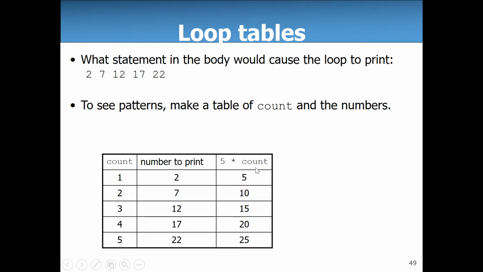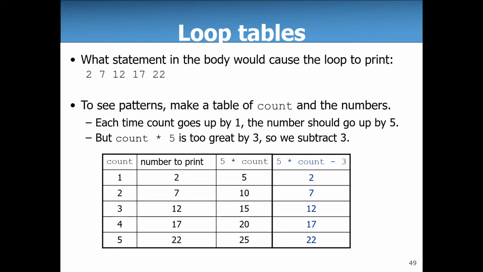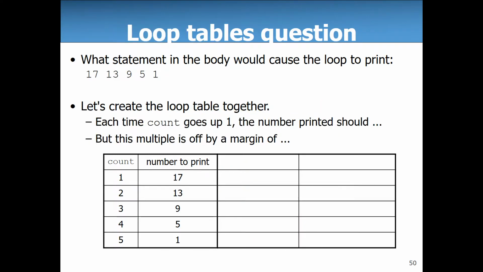So 5 times count, 5 times 1 would give us 5. 5 times 2 would give us 10. 3 times 5 would give us 15. And we notice that if we get these values, they're all off by 3. So we could subtract 3 from that amount that we need. So we can just create a table to just figure out the values like that.